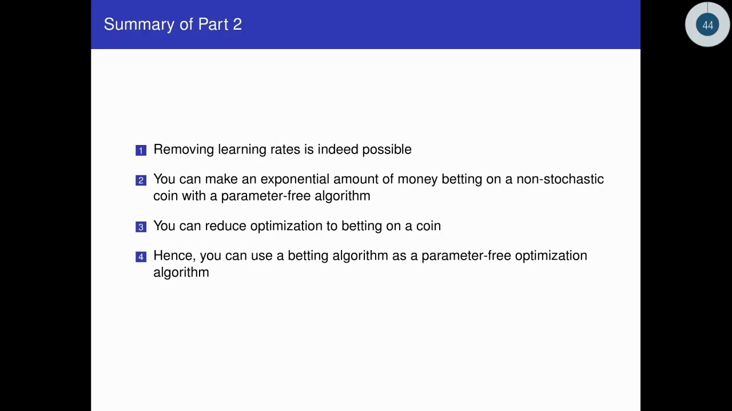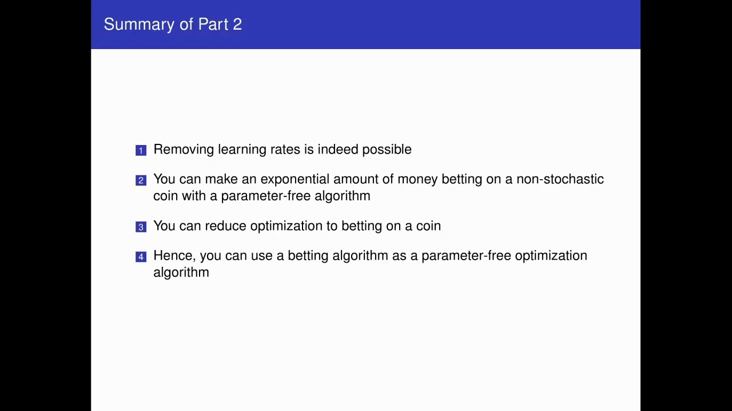So to summarize, in this part, I tried to explain to you that removing learning rates is possible. You should not try to tune them. You should just remove them completely. And also I showed you this idea of coin betting, and a particular algorithm that allows you to win an exponential amount of money on a non-stochastic coin with a parameter-free algorithm. Now, given that you can reduce optimization to betting on a coin, this implies that you can transform any betting algorithm into a parameter-free optimization algorithm.